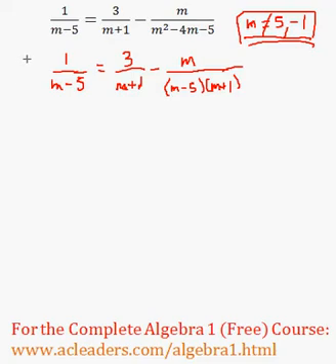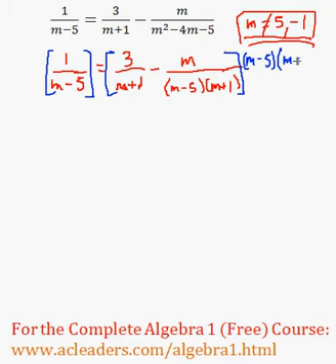Well, what I'll do is multiply both sides of the equation. I'll just draw some square brackets here to make things nice and clean. And I'm going to multiply both sides of the equation by just the least common denominator, which would be m minus 5 times m plus 1. So multiply this side as well, m minus 5 times m plus 1.